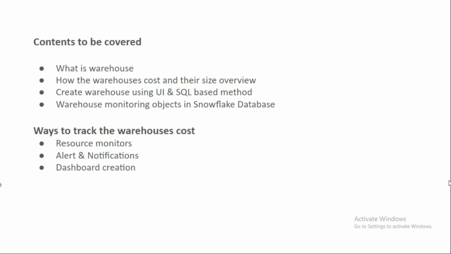Then we will discuss ways to track the warehouse cost using resource monitors and alerts and notifications, and we will create one dashboard for warehouse cost and credit analysis. And in the last, we will create one procedure for automating the warehouse size, and we will schedule it so that the warehouse size will be adjusted for a specific period of days. Then it will be set back to the original state. That I'll be discussing in the last video of the series.